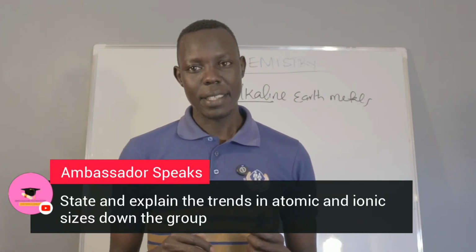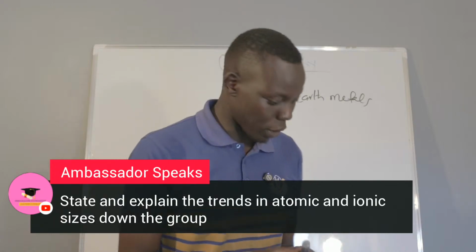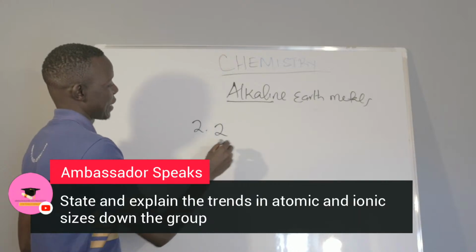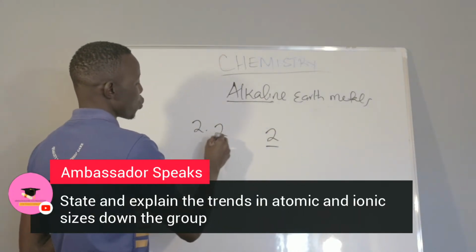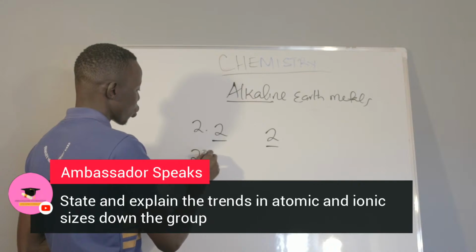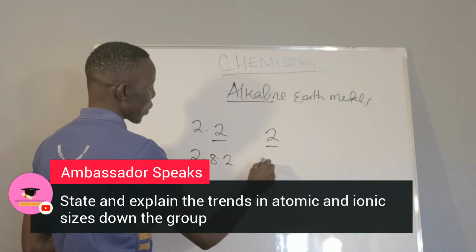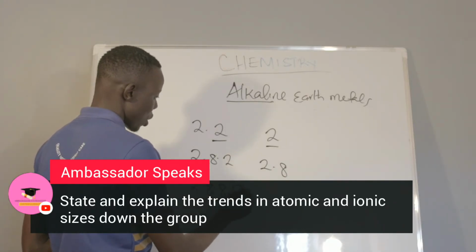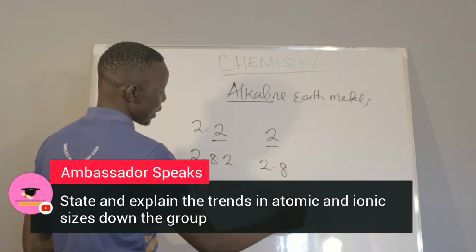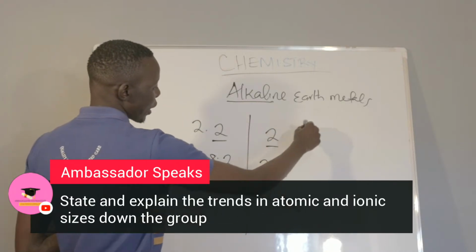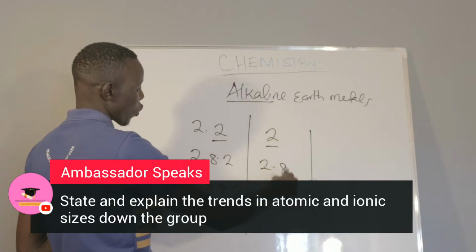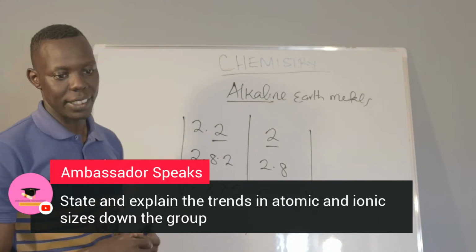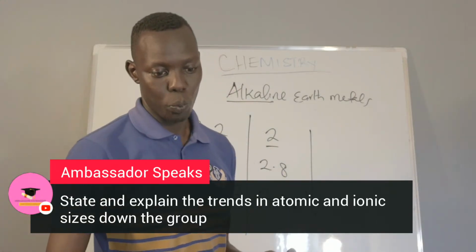Number 2: ionic size, when you are going down the group. For example, 2, 2 is the atomic size. In its ion, it has lost 2. So we have 2, 8, 2, and its ion is going to be 2, 8. We have 2, 8, 8, 2, so its ion is going to be 2, 8, 8. Now, down the group still, you can see there is an increase in the number of occupied energy levels. That's why the atomic size and the ionic size increase down the group.